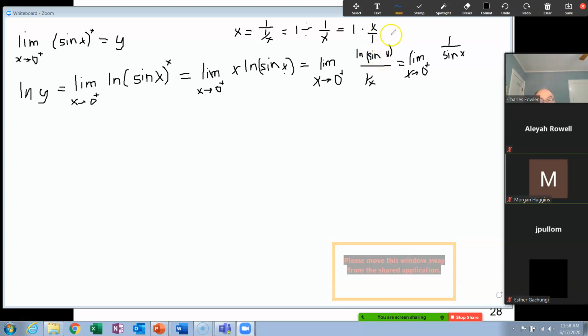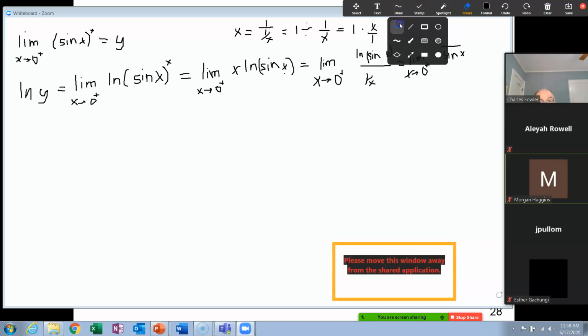What is the derivative of sine x? Anybody? Derivative of sine x is? Please say you know, otherwise I've got to call your trig instructor. Okay. Derivative of sine u is cosine u.